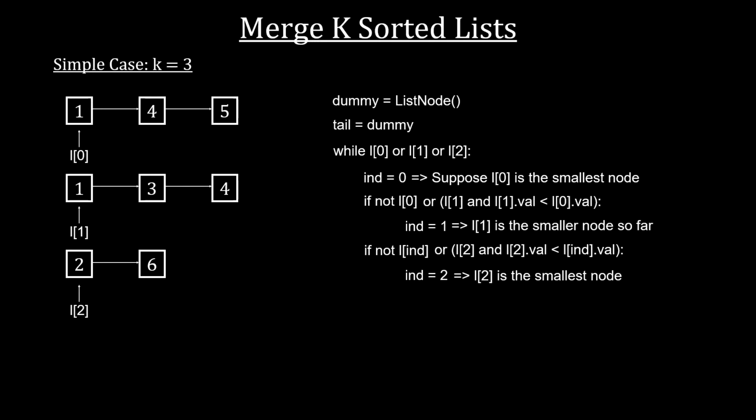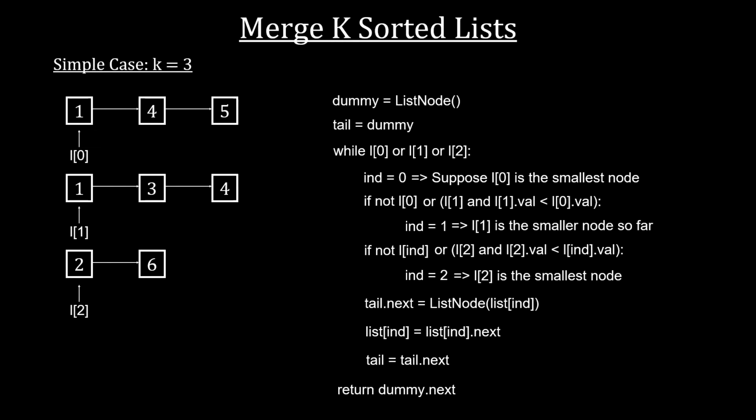The smallest node found so far is L of index. So, if this node is null, or maybe it's not null, and also L2 is not null, and the value of L2 is less than the value of L index, then index becomes 2. This means that indeed L2 is the smallest node. And all we have to do next is create a new node of value list of index.val, link tail to it, then increment list of index and increment tail. After the while loop finishes execution, we have our answer list and its head is also dummy.next.